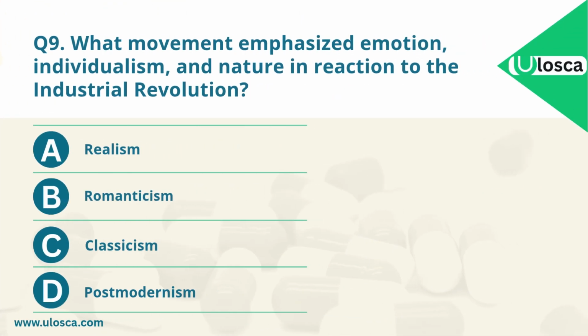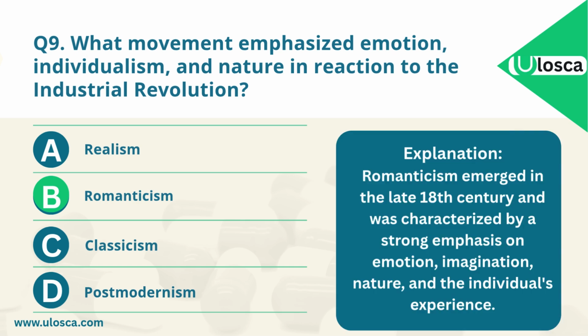The correct answer is B. Romanticism. Explanation. Romanticism emerged in the late 18th century and was characterized by a strong emphasis on emotion, imagination, nature, and the individual's experience.